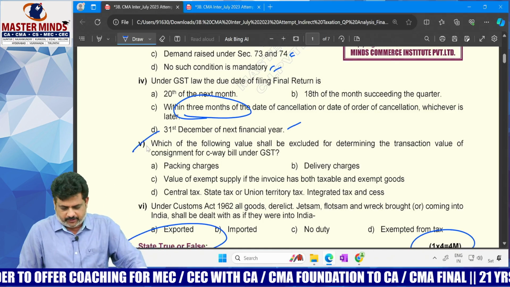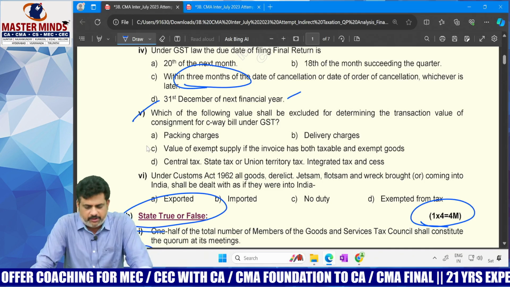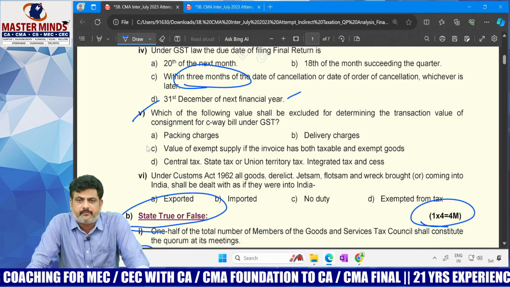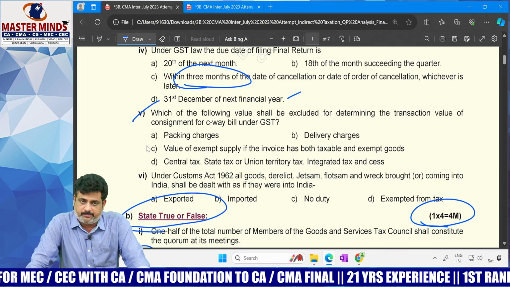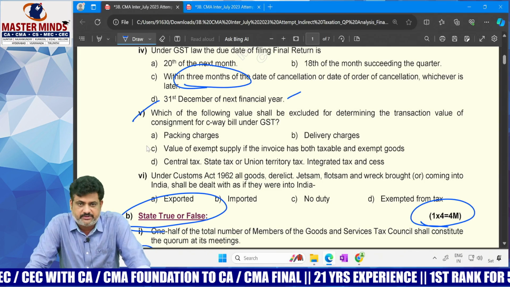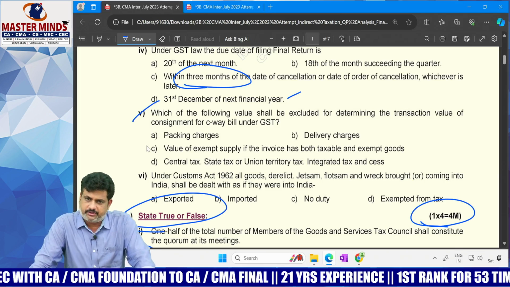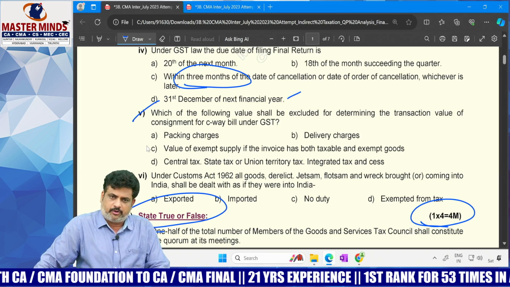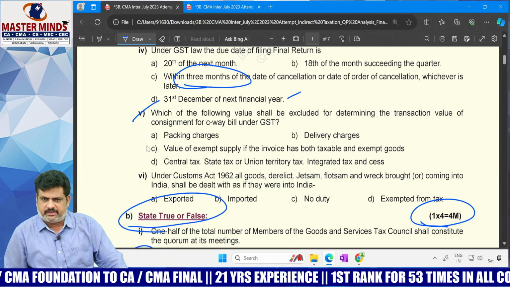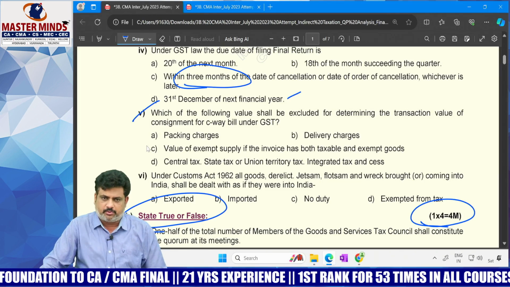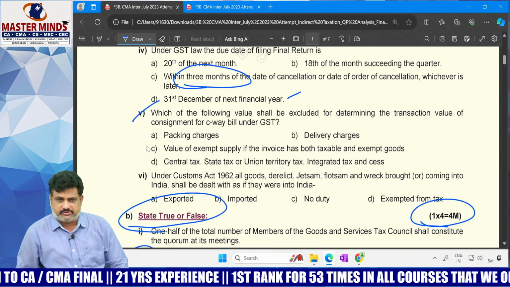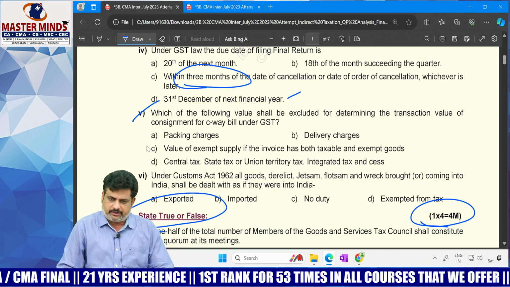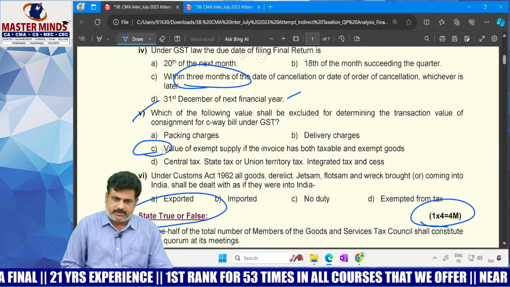So the next point will be which of the following value shall be excluded for determining the transaction value of the consignment for e-way bill under GST. Packing charges, delivery charges, value of exempted supply if invoice has both taxable and exempted goods, CGST, SGST or UTGST and IGST. So definitely what is the thing that will be excluded? Exempted supplies.